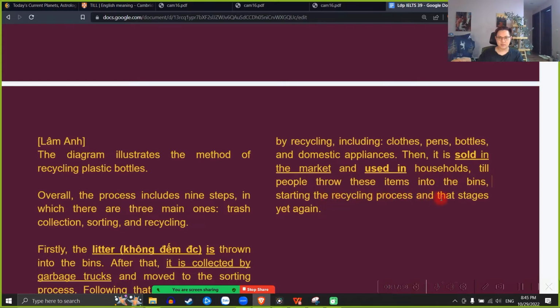Starting the recycling process and that stages. Yet again, yet again! Văn nói, spoken language. Yet again! The bin starting the recycling process. Nó không phải là starting mà nó là tiếp diễn thì đúng hơn, tiếp diễn cái quá trình tái sử dụng thì đúng hơn. I don't think we say start, I think continuing is a better word. Continuing.